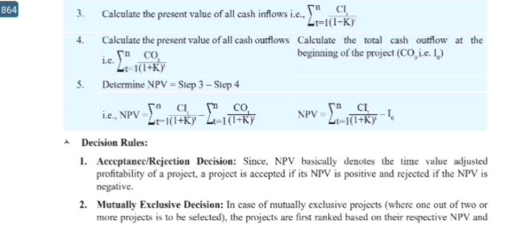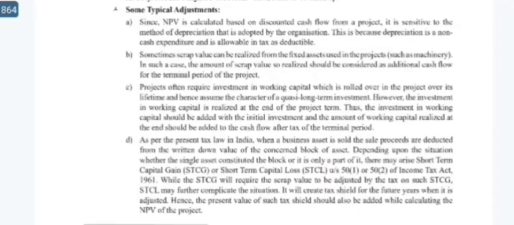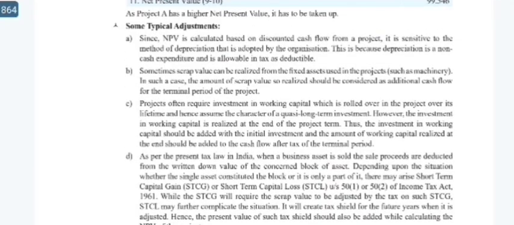If there are mutually exclusive projects, that is we have 2 or more projects, then we have to choose the project which has the highest NPV. That is, we first rank the projects by NPV amount, then choose the first ranked project. In the book they have given some typical adjustments also. We will look into these also, because in the exam they will frame questions using these points too.